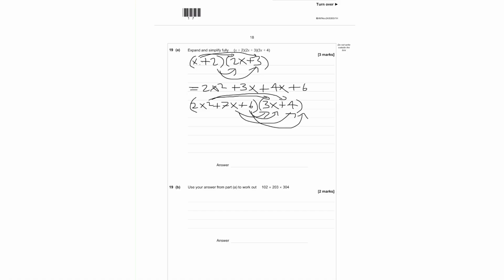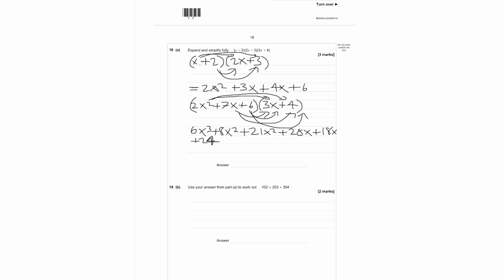So if we start off, we have 2x squared times 3x, that is equal to 6x cubed. And then we have 2x squared times 4, and that is 8x squared. Then we have 7x times 3x, which is 21x squared. And then we have 7x times 4, which is 28x. Probably going to have to go on to the next line. Lastly, we have 6 times 3x, which is 18x. And then we have 6 times 4, which is plus 24.